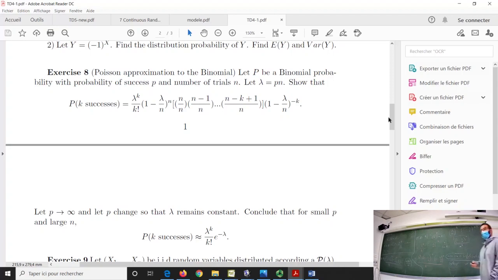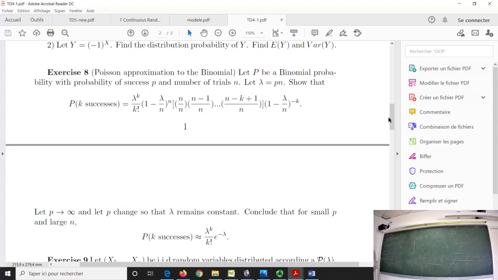So have you understood his remark? Just to say it again, there is a misprint in my statement here. My p goes to 0, not to plus infinity. And I have a second indication that p changes so that lambda remains constant. It means that lambda is a number here, and lambda is equal to p times n. If p goes to 0, I don't have the choice: n goes to plus infinity.